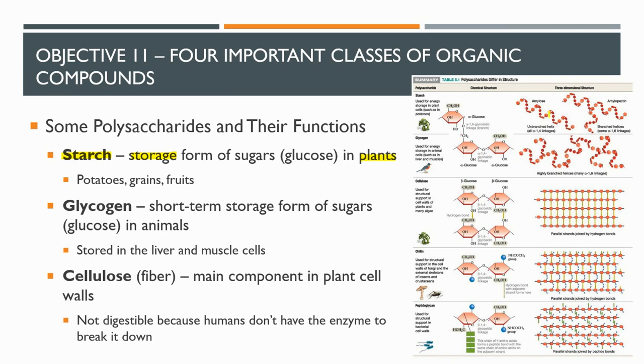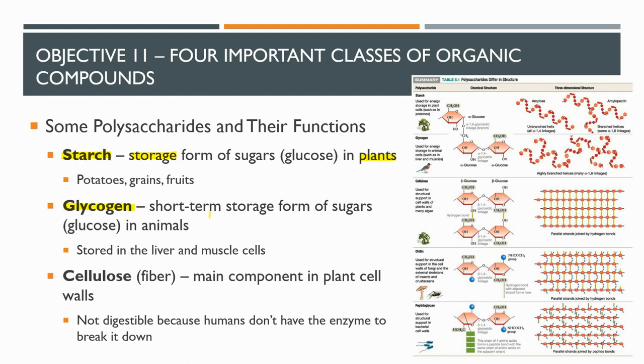And you can see here some basic structures of what starch might look like. Lots and lots and lots of monosaccharides. And so starch is sugar storage for plants. So when you eat potatoes and things like that, you're eating the starch and then your body breaks them down to get those simple sugars.